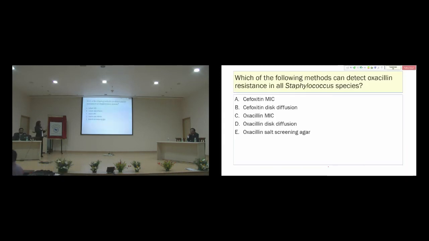Next, coming to gram-positive organisms, Staphylococcus. So answer this question. Which of the following methods can detect oxacillin resistance in all Staphylococcus species? All. Here the crunch is all. CLSI.